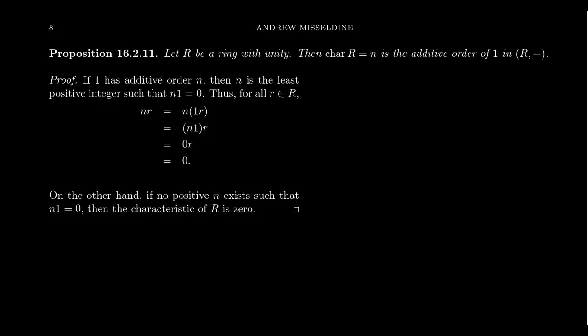So we get 0, and anything times 0 in a ring gives you back 0. So if n sends 1 to 0, then n will send everything to 0. And so in particular, as there's no smaller coefficient of one that gives you zero, that shows that the characteristic of the ring has to be n, if such a thing exists. Of course, if it's characteristic zero, that means no power will send one to zero. And so that's a characteristic zero ring.